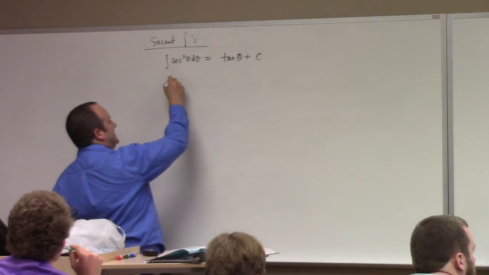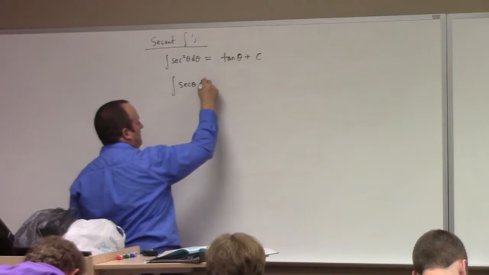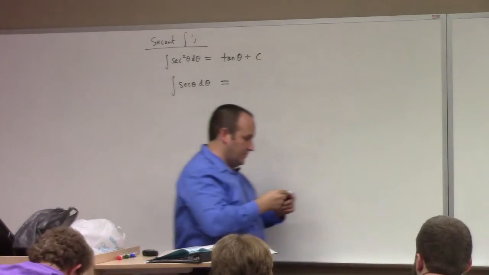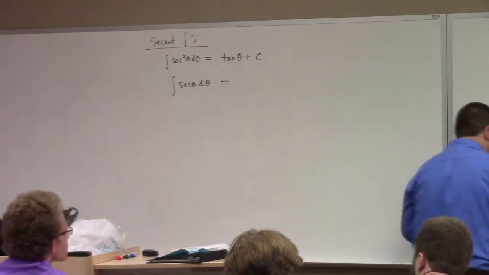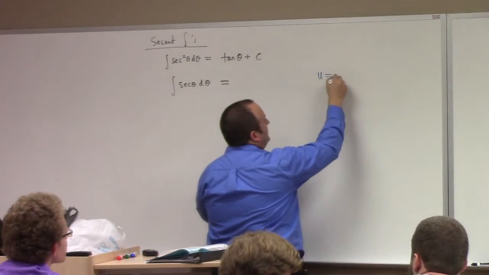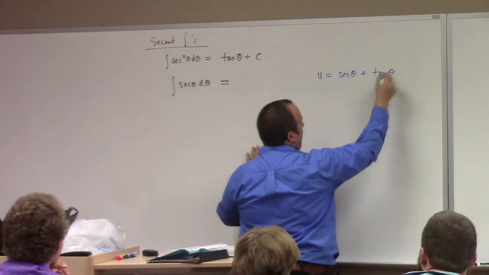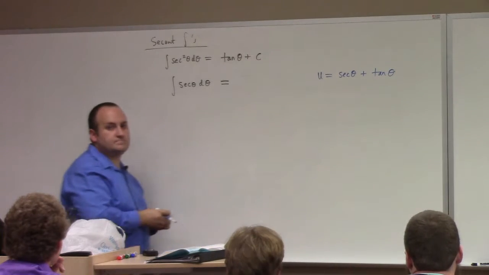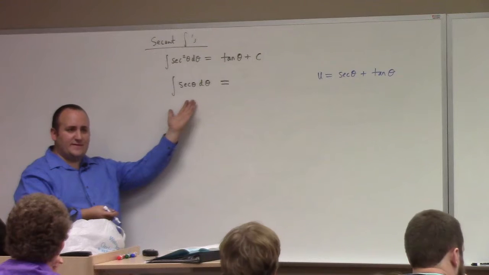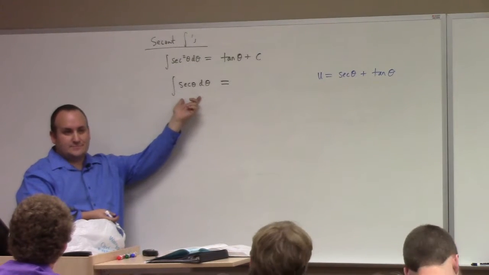Something unpleasant happens here. Secant theta d theta. So I'm going to show you a trick, which is nice. You let u equal to secant theta plus tangent theta. I mean, obviously you should make u equal secant theta plus tangent theta, right? I mean, just look at this integrand. It's clear, right? I'm joking.